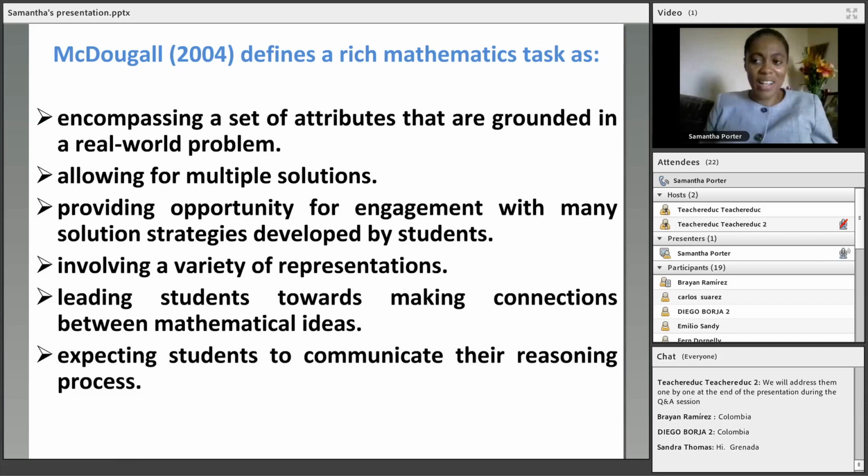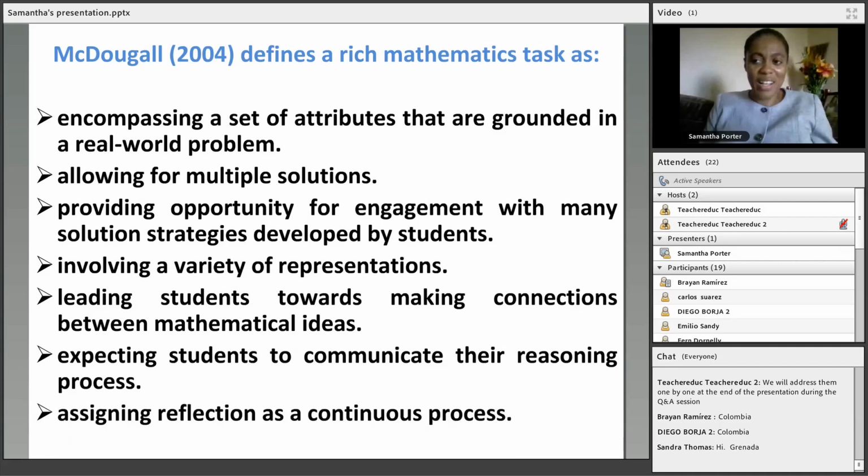The task should expect students to communicate their reasoning. So we have to choose tasks that students can share, can justify their solutions in the classroom. Also, a task that assigns continuous reflection, tasks that students have the opportunity to reflect on.